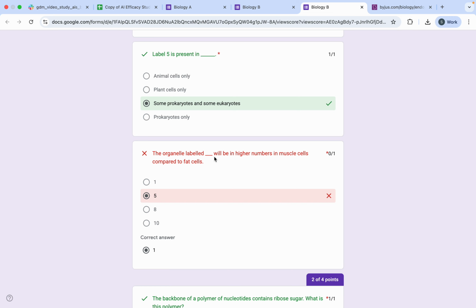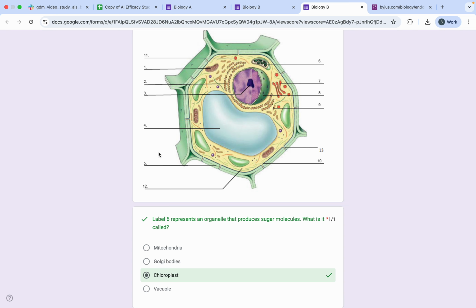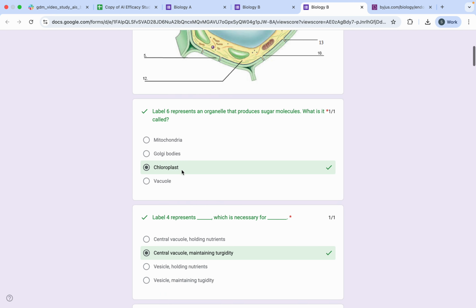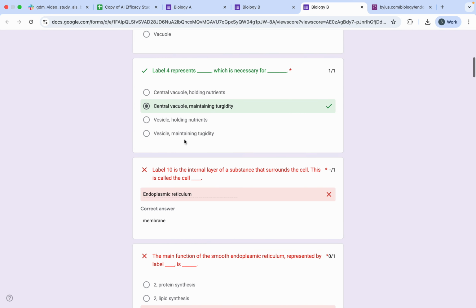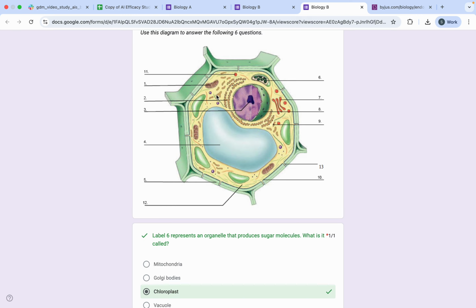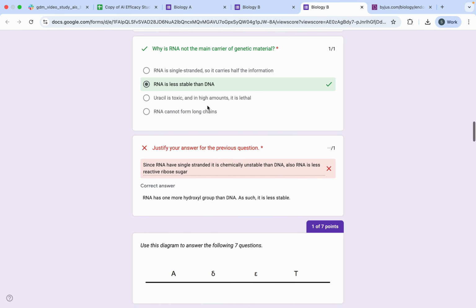The organelle labeled with a higher number in muscle cell compared to the fat cell. So it should be 5. Okay, 5, which I have marked, is wrong. So 1 is the correct answer. Okay, 1 is the correct answer.